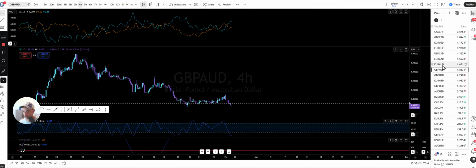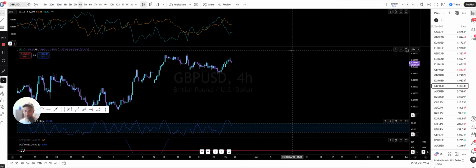The other reason I didn't take the pound Aussie is that, at least on this time frame, when I got the signal, it was already hitting all these equal lows down here, at least on the 4-hour chart. There is a daily chart level below this that you could target, but the Euro Aussie looked cleaner. It didn't have this nearby support level sitting here for it to run into, and that's the only reason I chose to take the Euro Aussie over that.